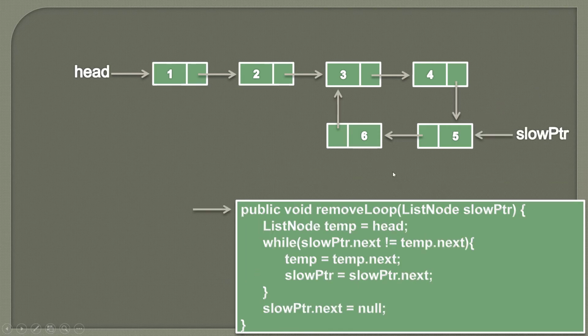So here, as we have passed slow pointer, it will still point to node 5, because this is the meeting point of the fast pointer and slow pointer.